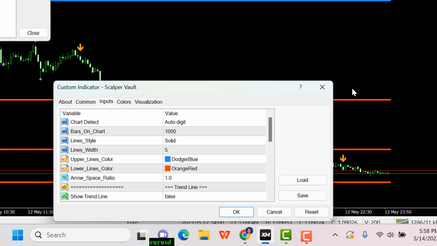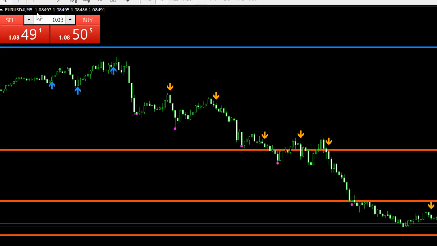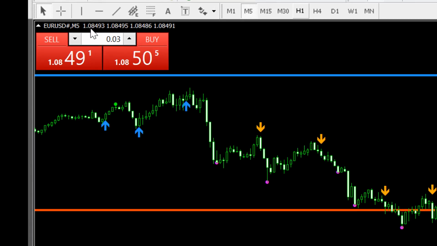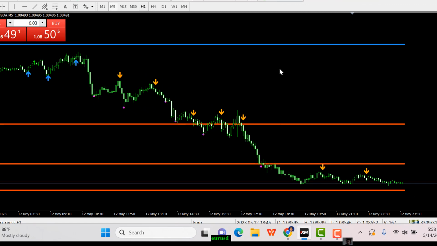So to show what I mean, let's have here the Euro USD. It has 5 digits after the whole number. So the distance between one level to the next level will be automatically calculated because it has been set to automatic digit.